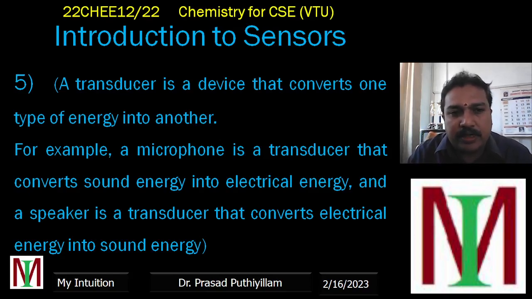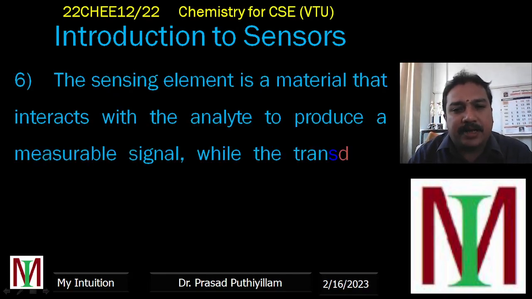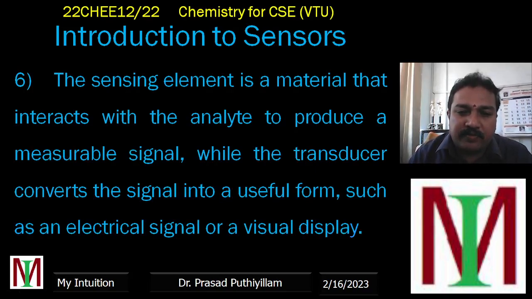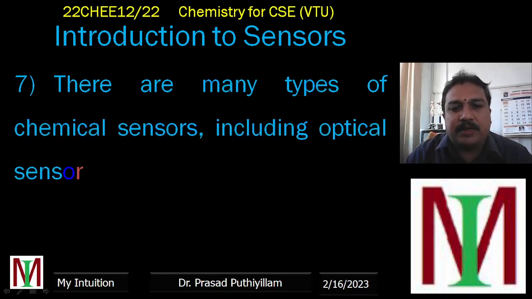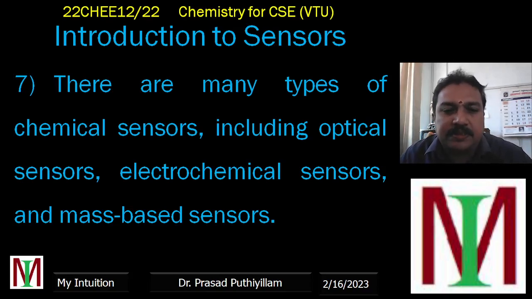They are the devices. So a sensor mainly consists of the sensing element and a transducer to convert whatever is sensed to another form of energy which can be used to analyze. The sensing element is a material that interacts with the light to produce a measurable signal, while the transducer converts the signal into a useful form, such as an electrical signal or a visual display. There are many types of chemical sensors, which include optical sensors, electrochemical sensors, mass-based sensors. Okay, they contain the sensing element.